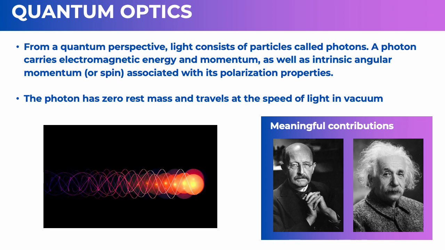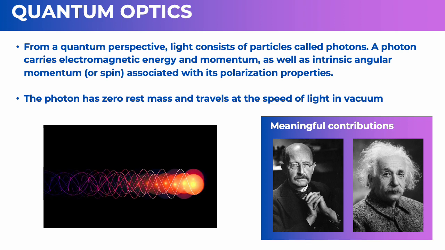From a quantum perspective, light consists of particles called photons. A photon is a unit that carries electromagnetic energy and momentum, and it also carries intrinsic angular momentum associated with its polarization properties. A single photon has zero rest mass and it travels at the speed of light in vacuum. Two major scientists who made meaningful contributions to the field were Max Planck and Albert Einstein. They were pivotal figures in the development of quantum optics.